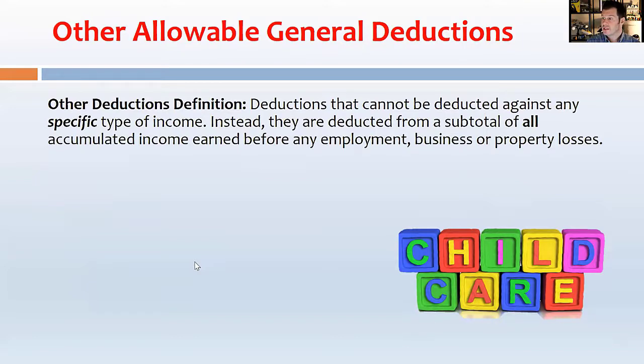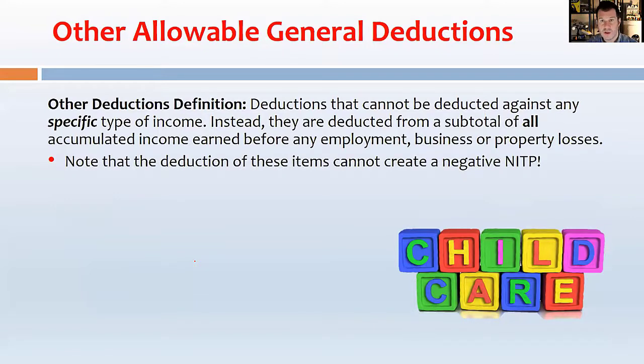So other deductions. As stated, these are deductions that cannot be deducted against any specific type of income. They're going to be deducted from that subtotal that we saw earlier in the aggregate formula, so against any amalgamation of employment income, business income, property income, taxable capital gains, etc. This is where you deduct those things later on. You can't create negative net income for tax purposes, as we talked about.